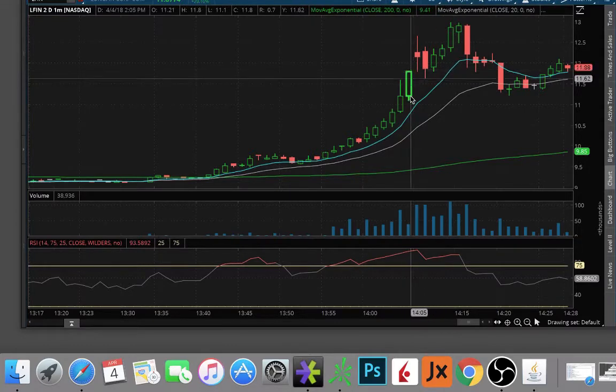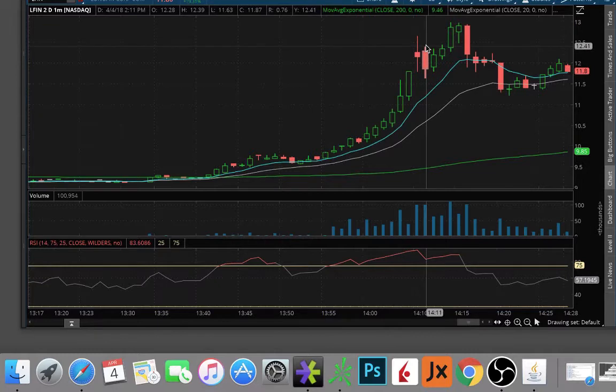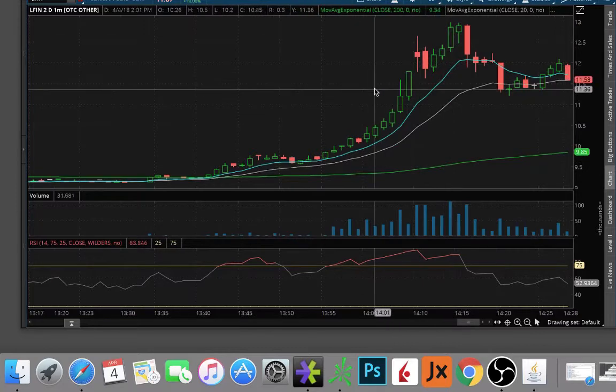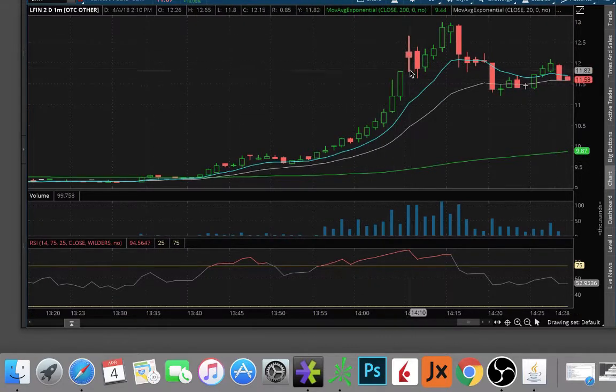And one thing about these halts is usually after the first time it halts, if you buy it after the first time, most of the time you're good and it squeezes higher and you can take some profits. After the second halt though, you're usually playing with fire. So I actually tried to go after the second halt. I don't know why, but I tried to go long. I ended up taking a small loss on it because it was kind of choppy in here.